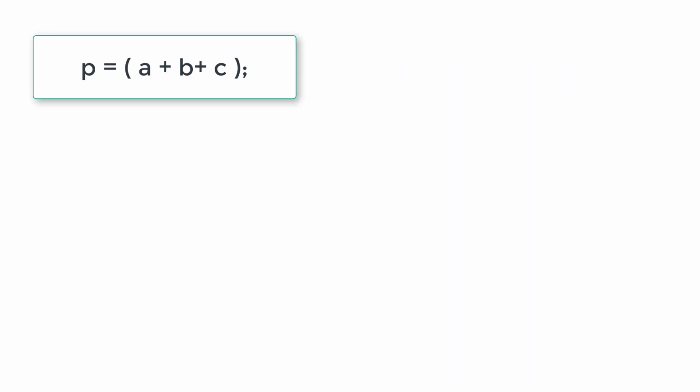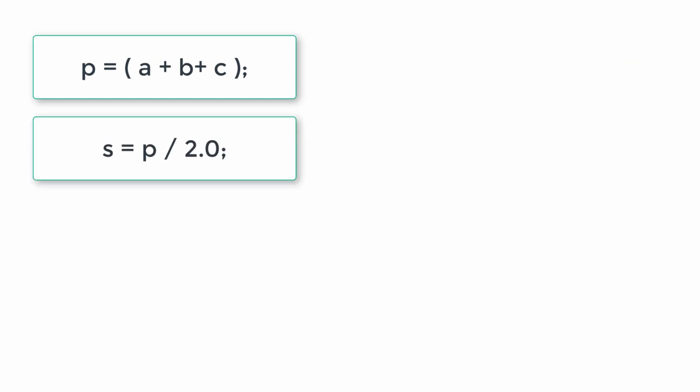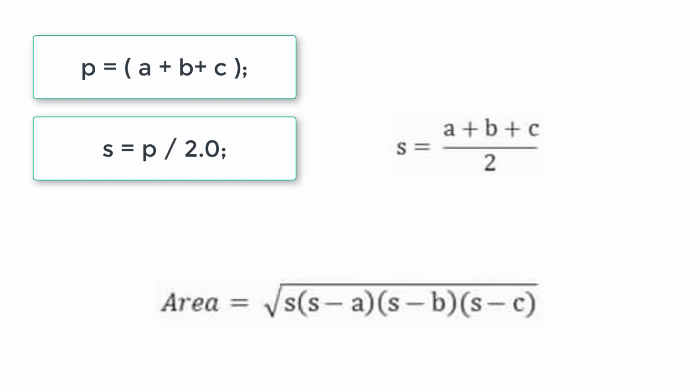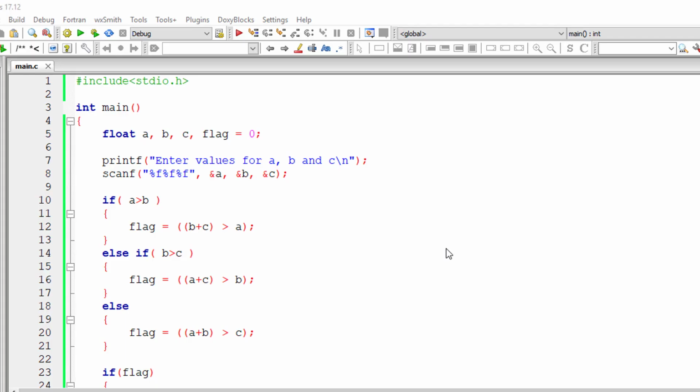So perimeter is equal to A plus B plus C. Semi-perimeter is perimeter divided by 2, or else semi-perimeter is equal to (A plus B plus C) divided by 2. The formula for calculating the area of a triangle is shown on your computer screen.